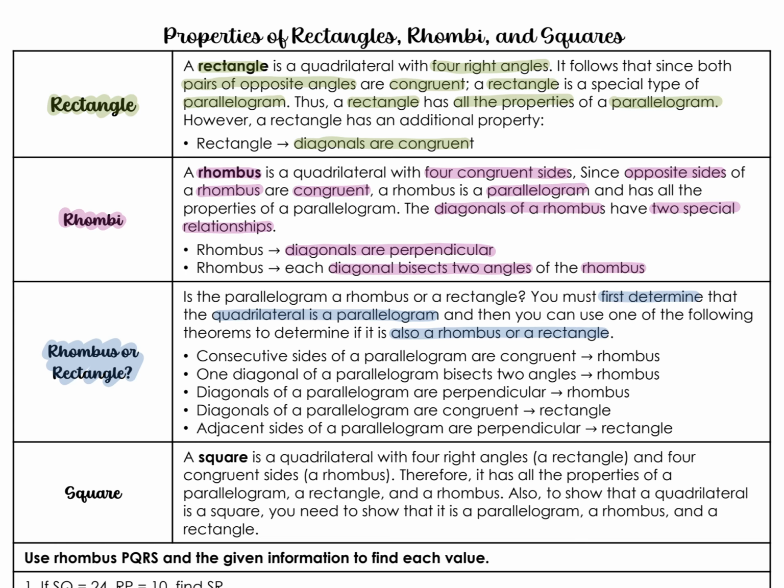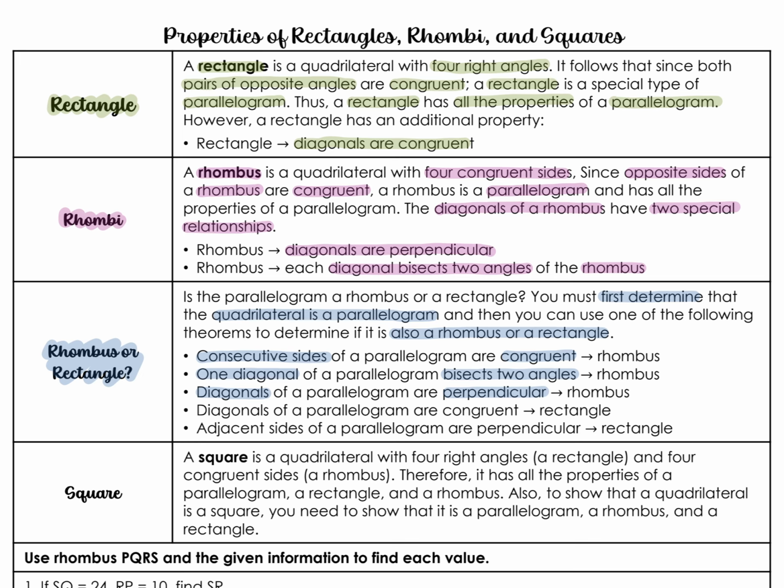The first one for our rhombus is that consecutive sides are congruent. The second one is that one diagonal is going to bisect 2 angles. And then the third way is if the diagonals are going to be perpendicular. So those are the 3 ways for my rhombus.